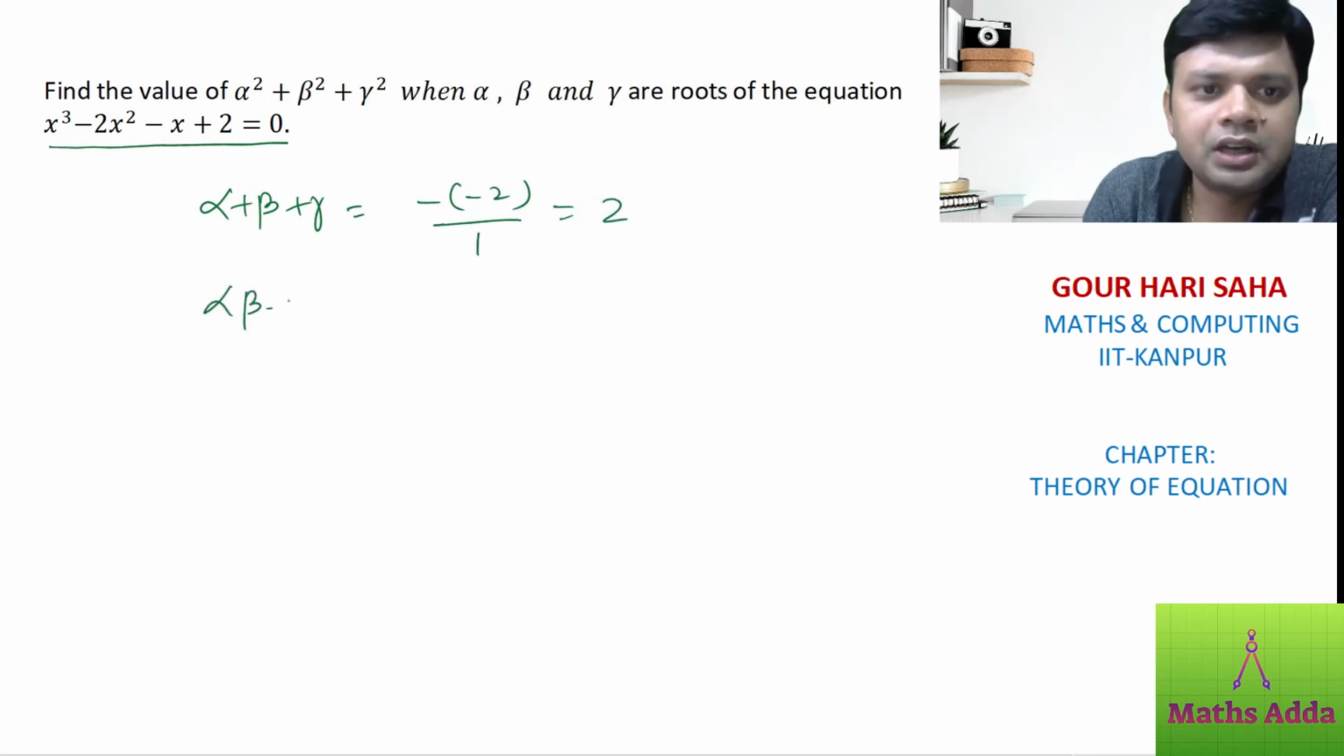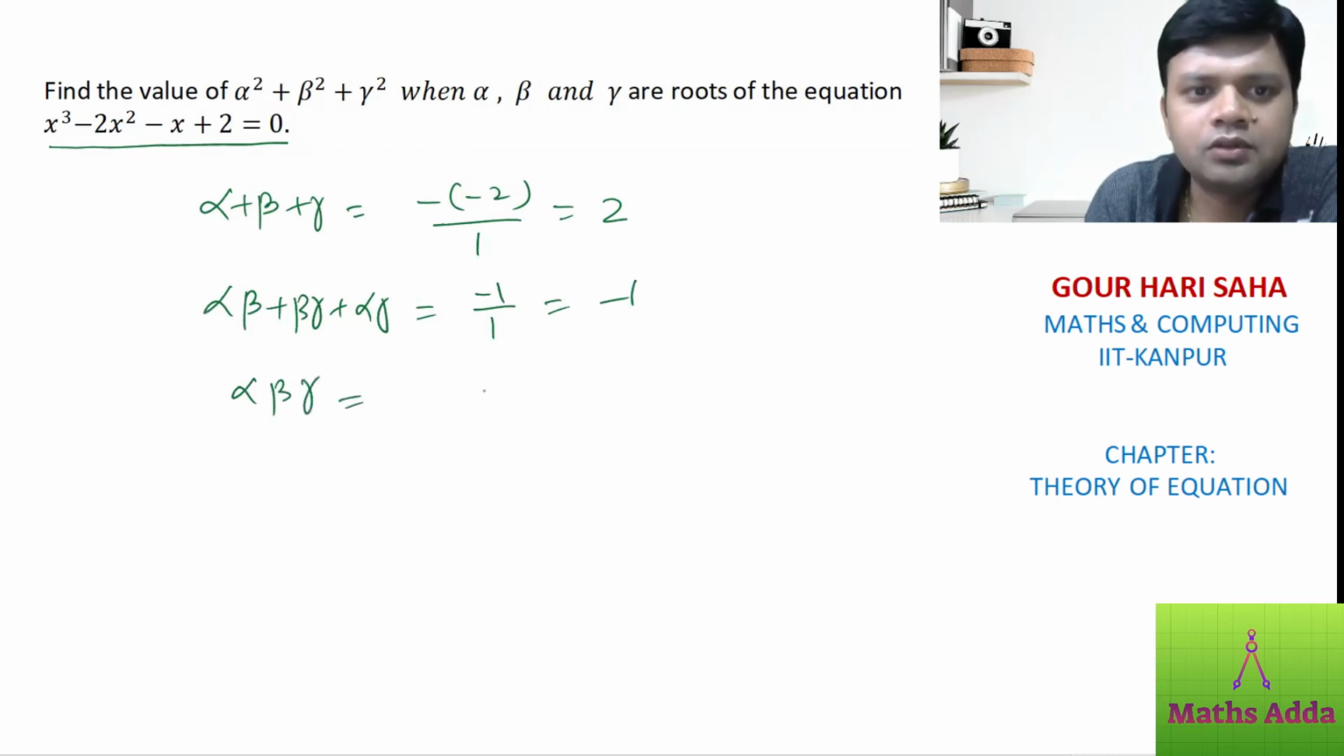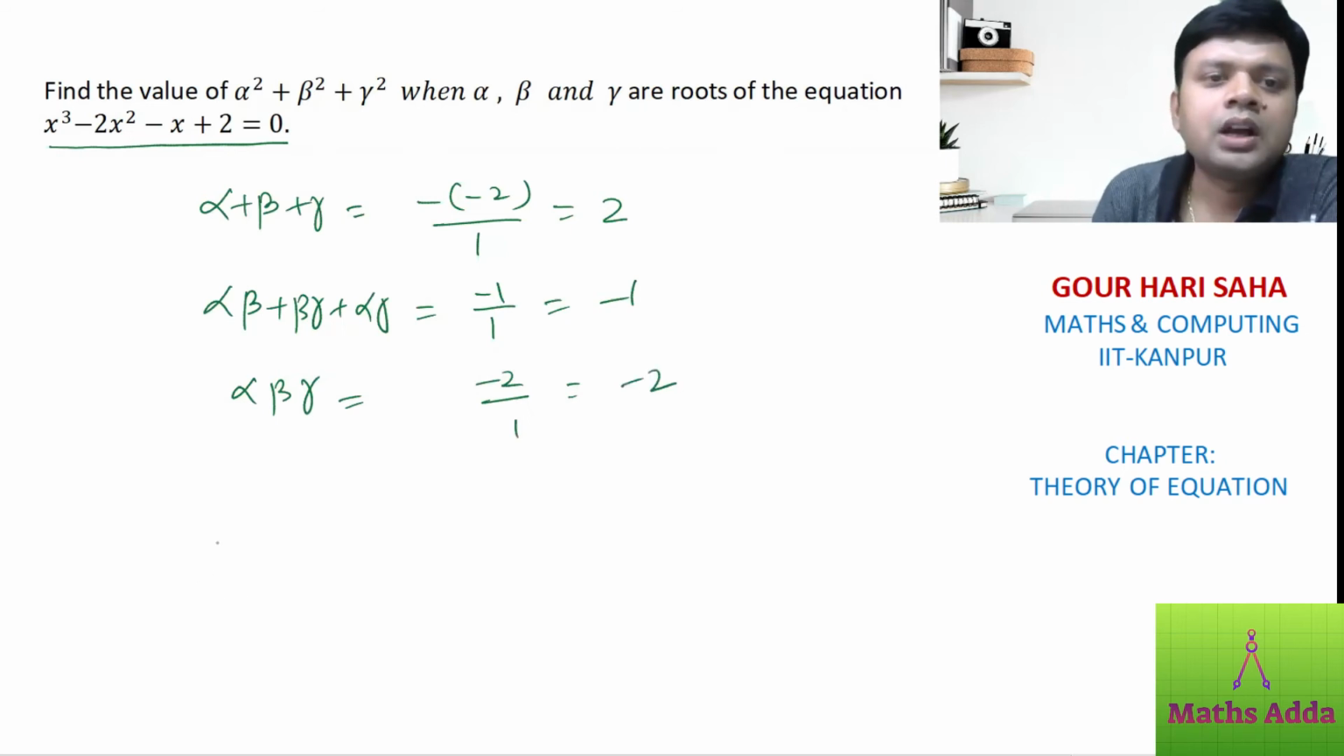Then alpha beta plus beta gamma plus alpha gamma is equal to what? c by a, that is minus 1 by 1, that is minus 1. And alpha beta gamma is equal to minus d by a, minus 2 by 1, that is minus 2. Okay. Now we are looking for alpha square plus beta square plus gamma square.